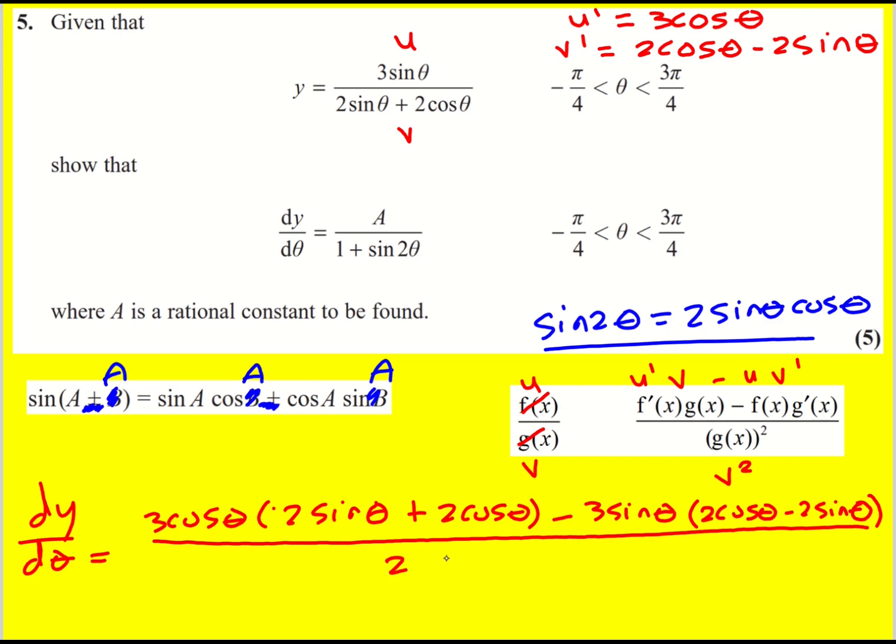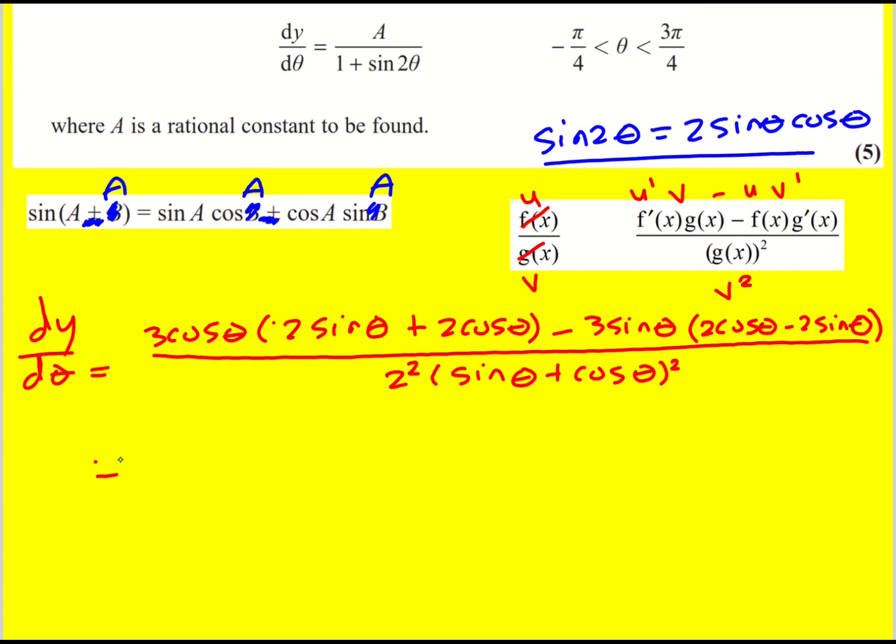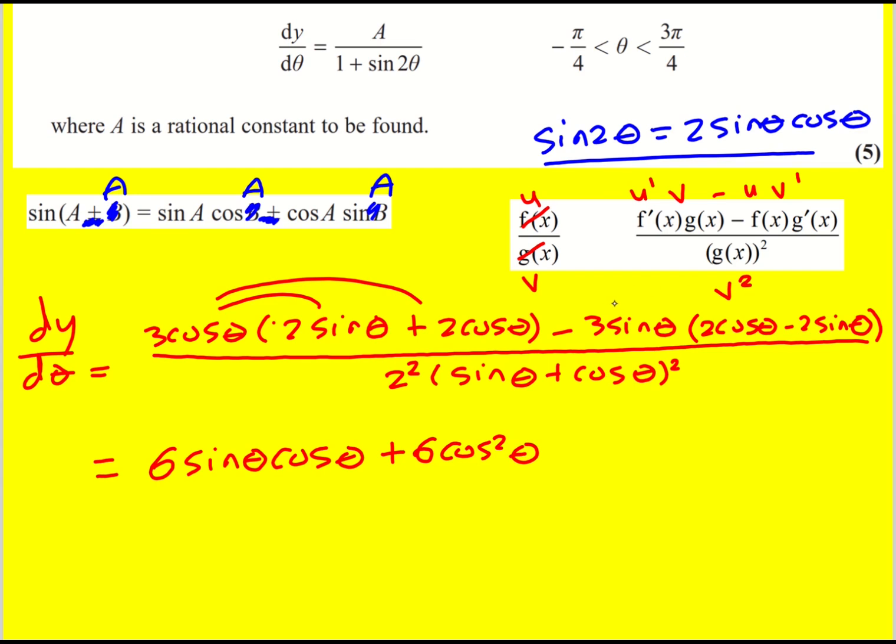Now, what I could do is factorize out the 2, and then just square them separately. I think that'll make life a little bit easier in the long run. If you don't do that, you'll still be okay. Okay, let's multiply out this bracket. So I'm going to get 6 sine theta cos theta, and then 6 cos squared theta, minus 6 sine theta cos theta. Actually, these two are going to cancel. Then plus 6 sine squared theta.